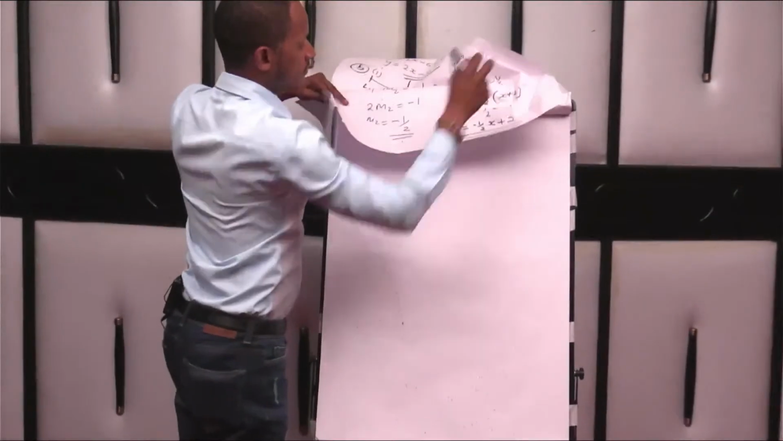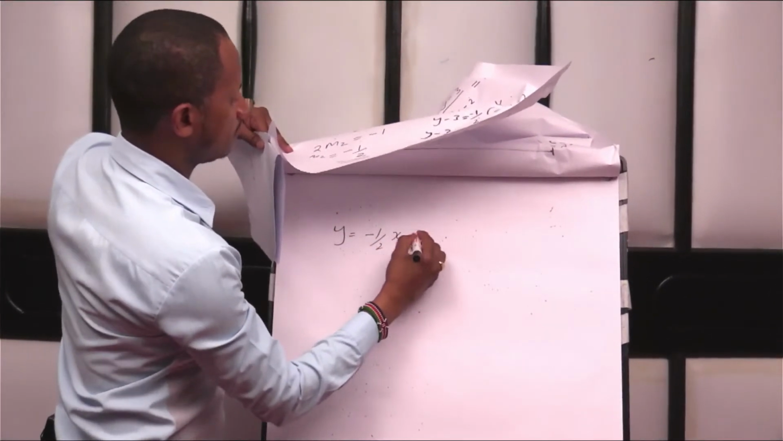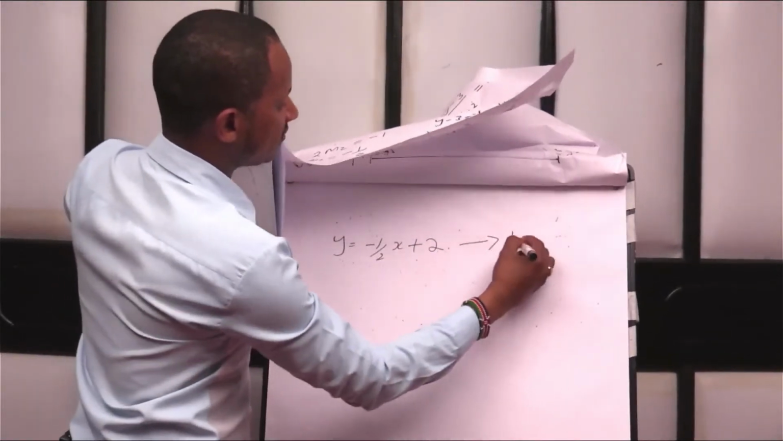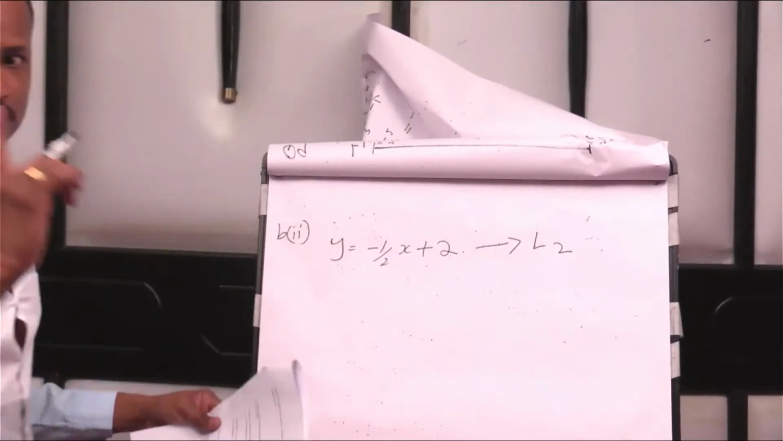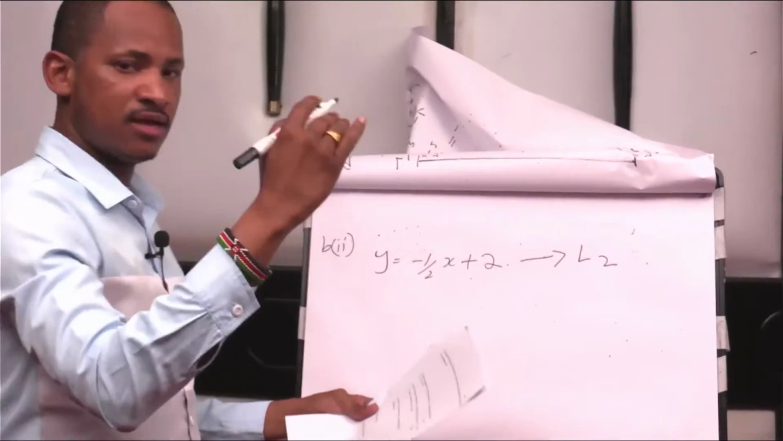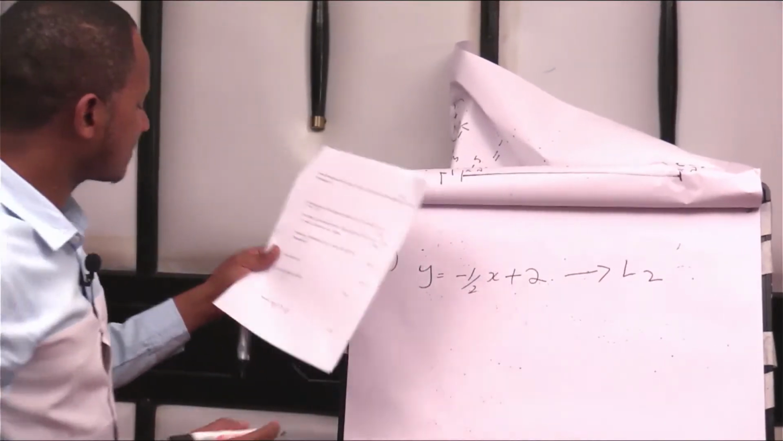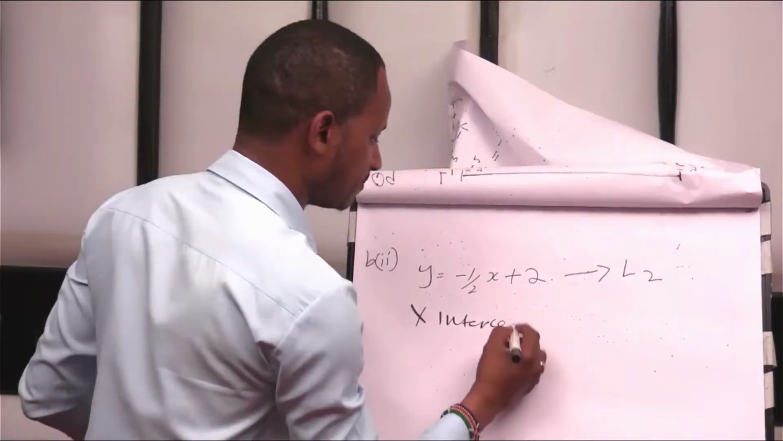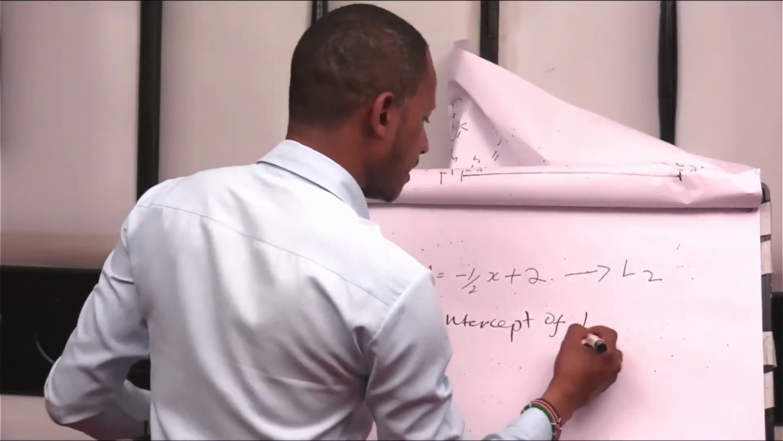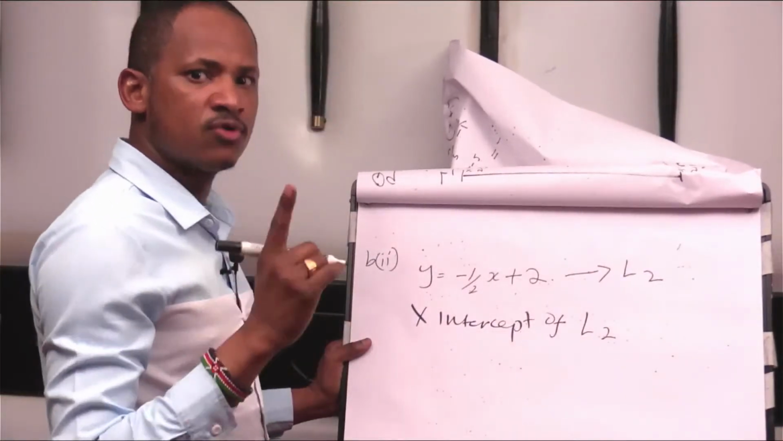So L2, from here, the equation of L2 is y equals minus a half x plus 2. This is the equation of line L2. So B part 2 says, this is one question with different parts. It has part A, part B, B part 1, B part 2. So the question says, find the x-intercept of L2. At x-intercept, y equals 0.